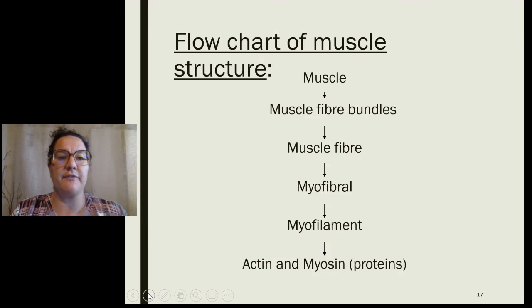Here is a flow chart of muscle structure. We have our muscle, our breakdown into muscle fiber bundles, and then inside of those we have each individual muscle fiber, followed by myofibril, then a myofilament, and at the very end, actin and myosin, which we'll talk about in the next lesson, as they are responsible for muscle contraction.